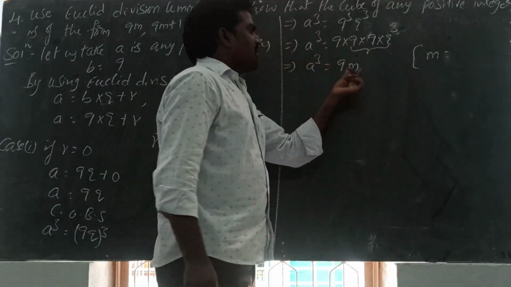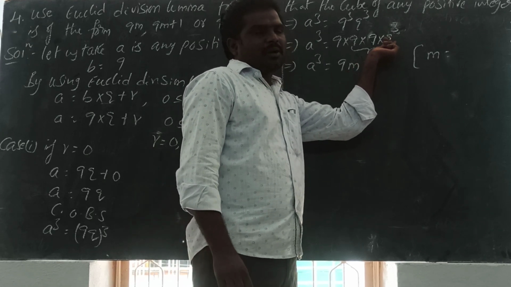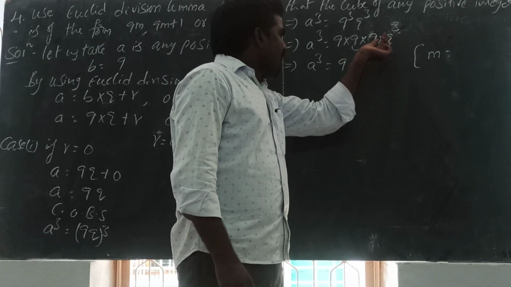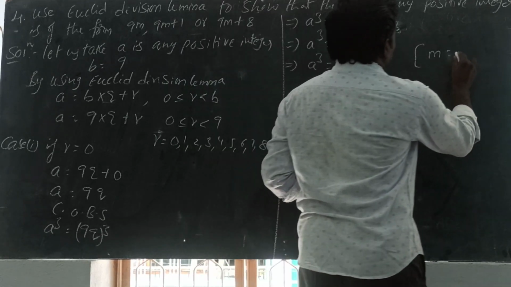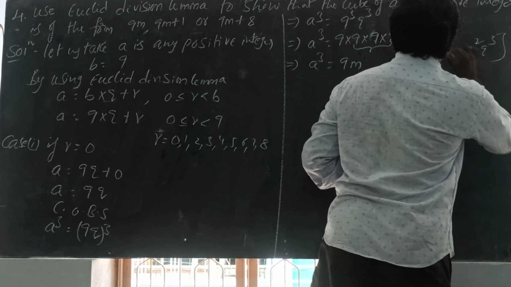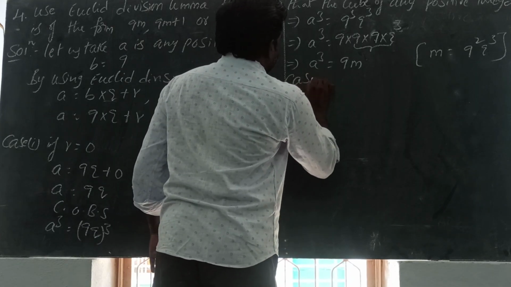Okay, why we can put m? Here we don't know that q is a positive integer. So the positive integer multiplied with a constant, we get one positive integer. So what is the positive integer? m. So m is equal to 9 square into q cube. If remainder is equal to, next case 2.